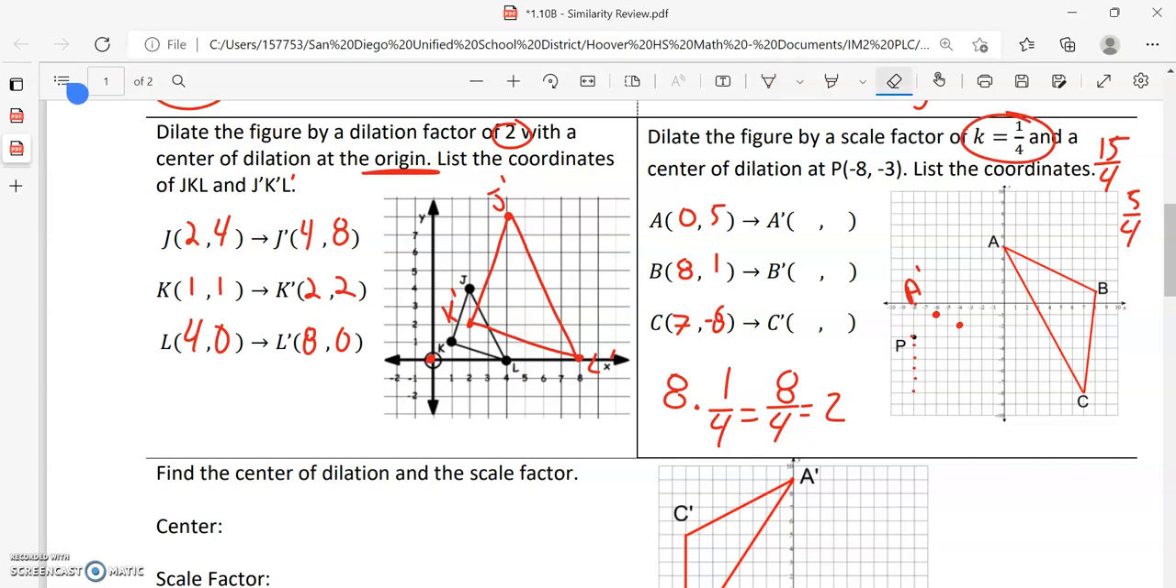So we're going to go over 3.75, which is right about here. And we're going to go down 1.25, which is right about there. So that's where those two lines intersect. That's our new point. So right there. B prime, C prime. There we go.